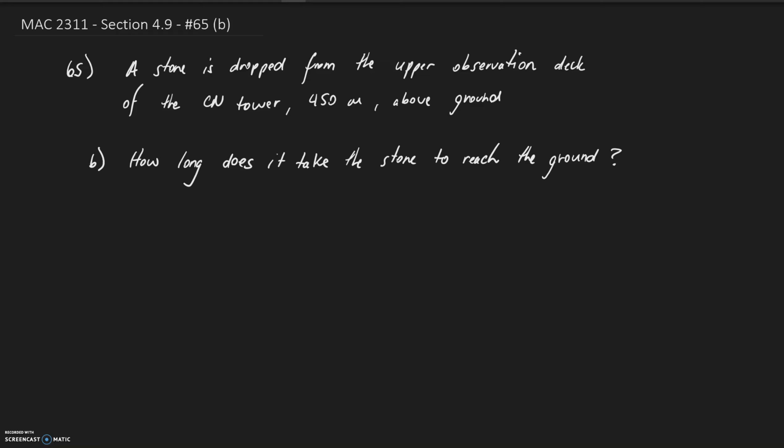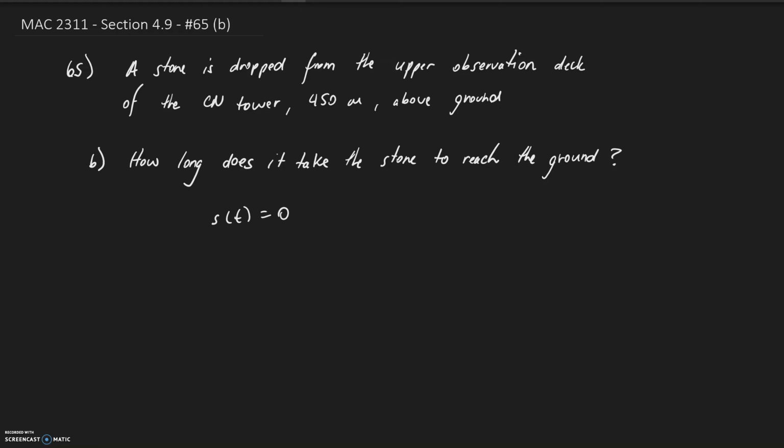Okay, so let's start part B of number 65. It says a stone is dropped from the upper observation deck of the CN Tower, 450 meters above ground, and asks how long does it take the stone to reach the ground? So the stone hits the ground when S of t is equal to 0, right? So S of t equals 0, and that's when the stone hits the ground.